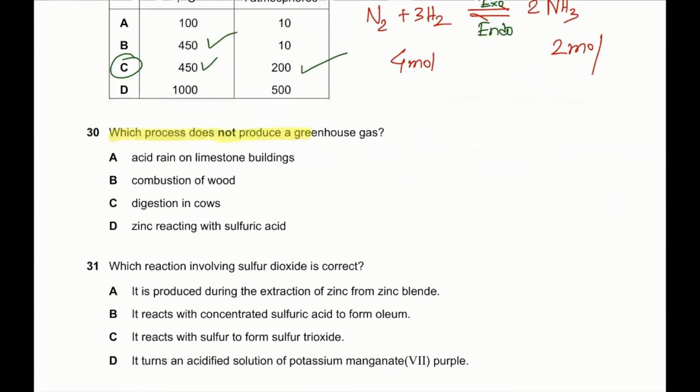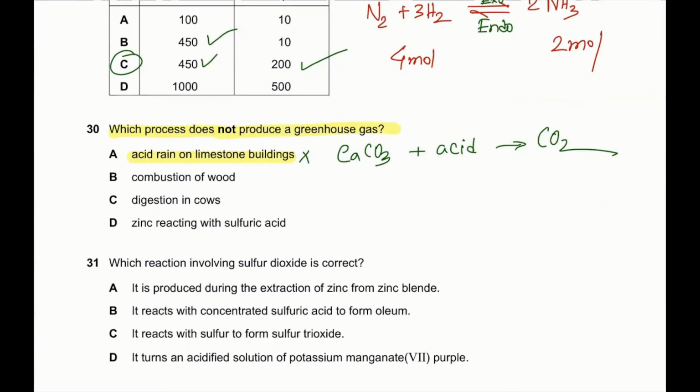Which process does not produce a greenhouse gas? Guys, acid rain on limestone. Whenever acid touches limestone, or calcium carbonate is reacted with an acid, it will definitely release carbon dioxide. So this will produce carbon dioxide. Combustion of wood will definitely produce carbon dioxide. Digestion in cows produces methane, CH4, which is a very potent greenhouse gas. So it is a greenhouse gas and we have to consider that.